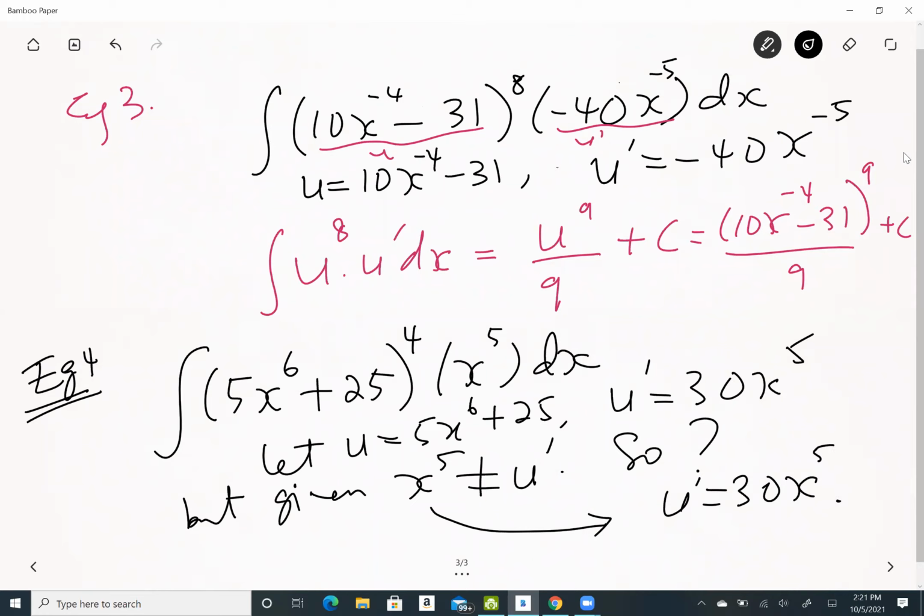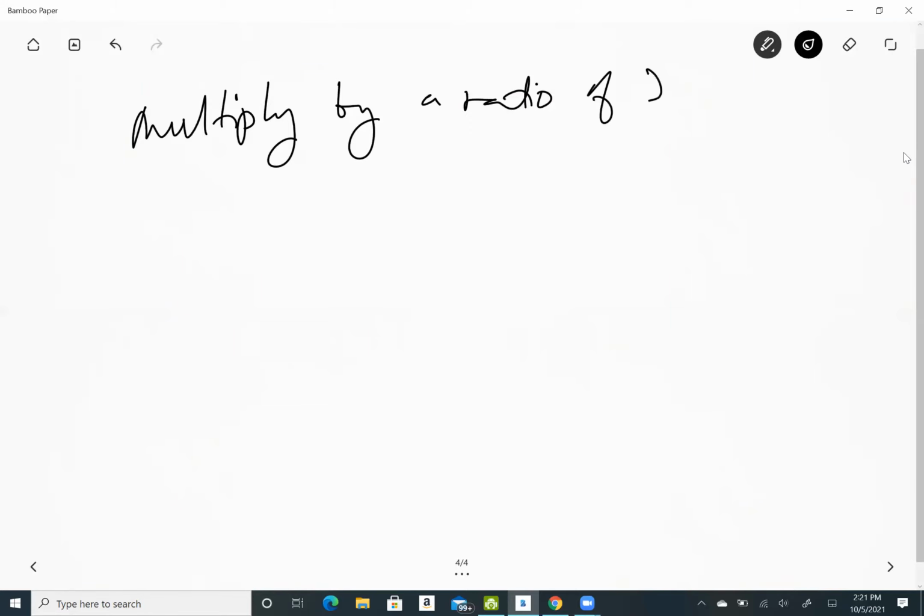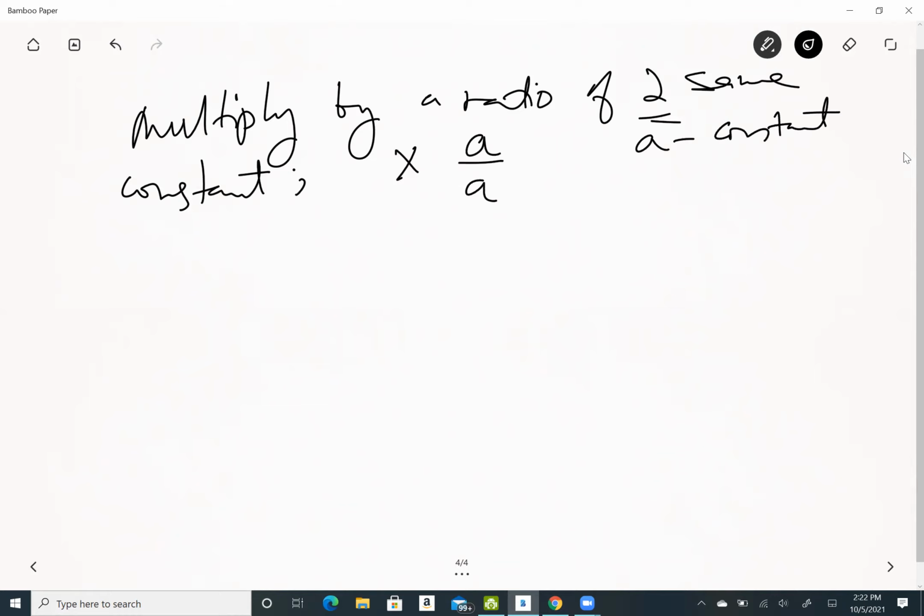Okay, now what do we do? Okay, this is the rule. Okay, this is the method. We can multiply by a ratio of two same constants. Okay, a ratio of two same constants. That means you multiply by a over a, where a is a constant. So if I multiply by a over a, for example, let's say I multiply by 2 over 2. Now 2 over 2 is equal to what? 1. A over a is equal to 1.